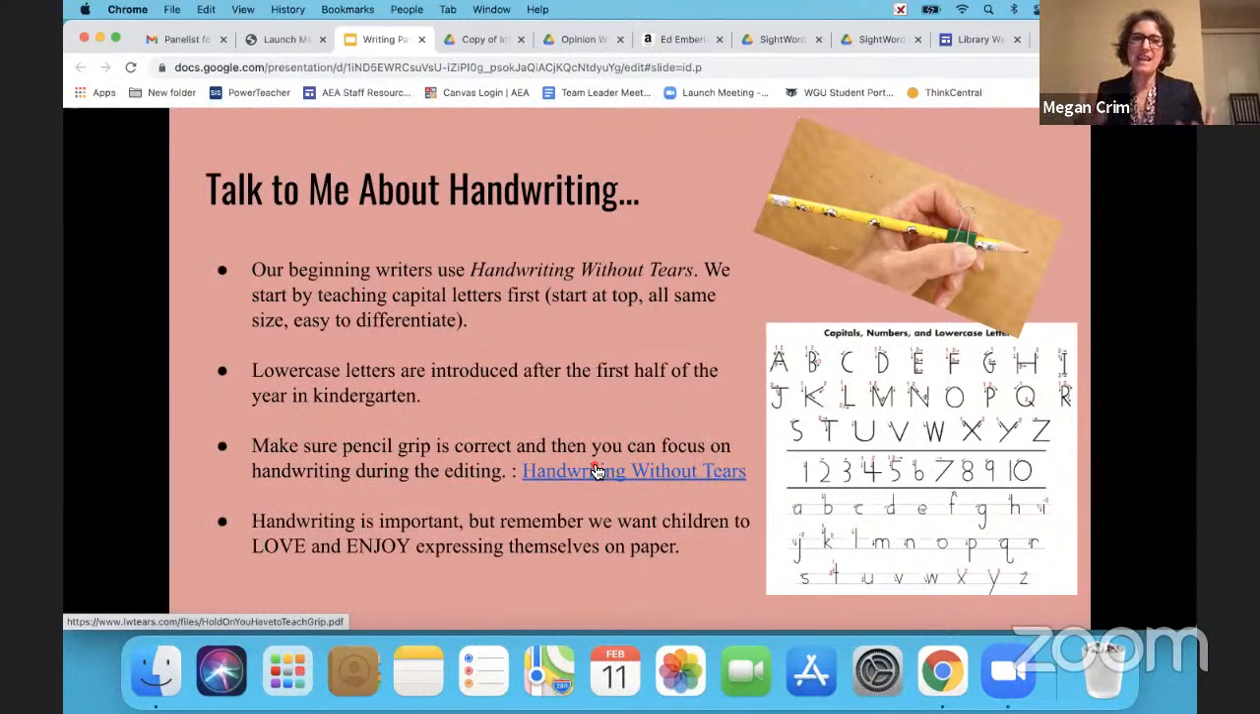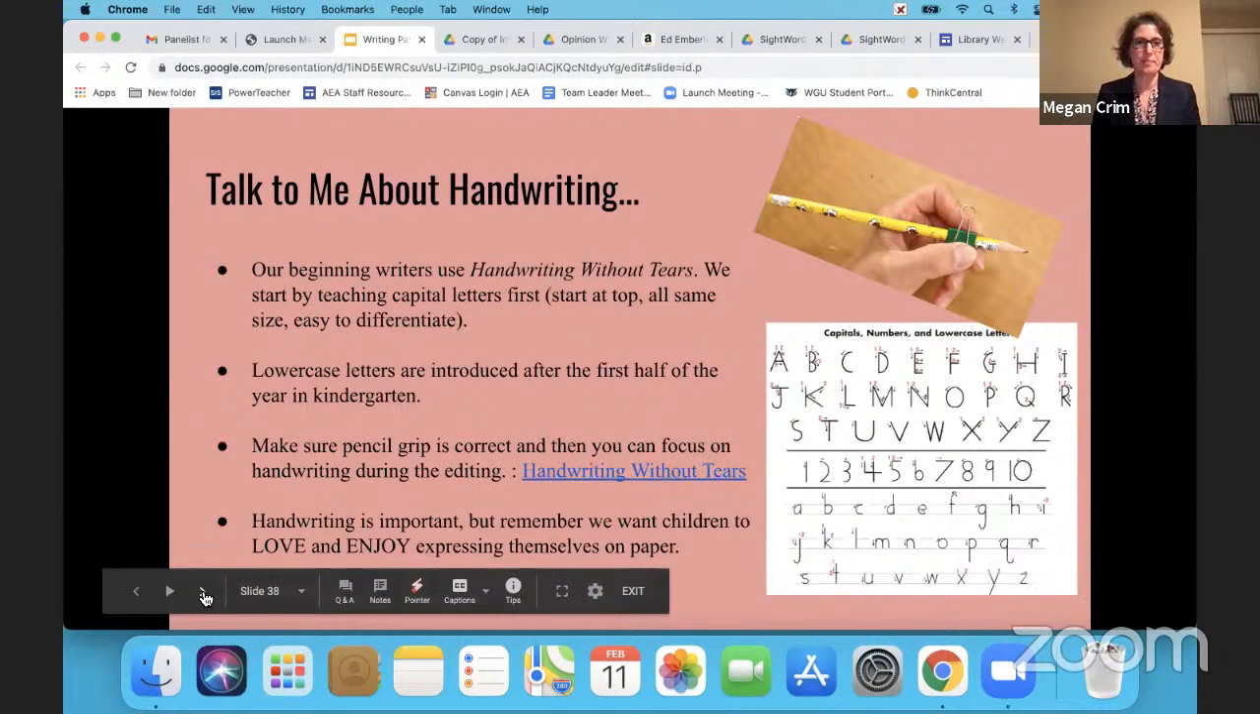And then I'm going to say that handwriting is important, but remember, we want children to love and enjoy and express themselves on paper. So again, you could do a learning objective, write the sentence, and then the learning objective is to go back and write one word as neat as you can, just to start to get that idea that neatness matters. And it really is, again, so that they can read it as the first reader, and then they can share it and other people can read it.